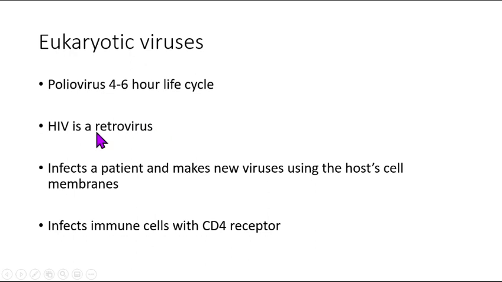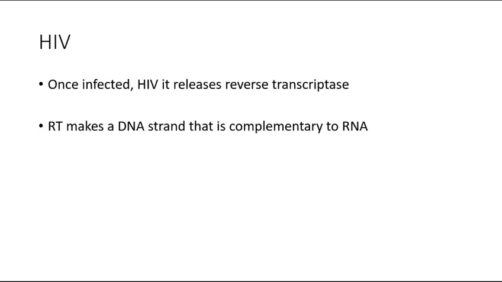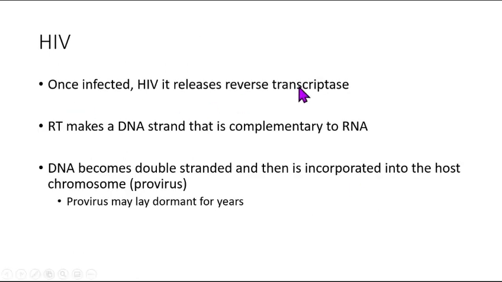This is a term you should absolutely know, a retrovirus. HIV is an example of one. It releases something called reverse transcriptase. Well, that's an enzyme. Reverse transcriptase makes a DNA strand that is complementary to RNA that's in the HIV. So HIV actually provides RNA, but reverse transcriptase reads the RNA to make a DNA strand.